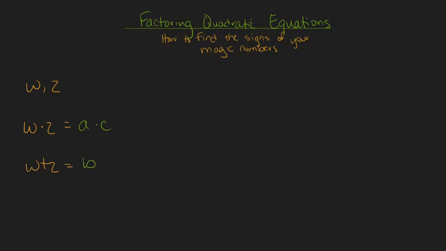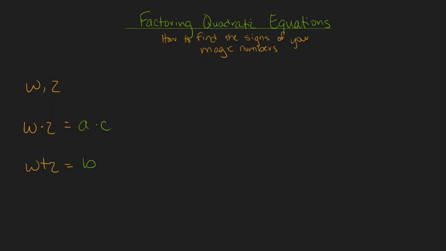Now there are a couple things that we can tell based on the product of w and z and the sum of w and z. We're going to start with the product and then we'll use the additional information we get from the sum to give us a complete understanding of the signs of the magic numbers we expect to use. So first, w times z. Its product can only have two possible outcomes. It can be a positive product or a negative product.